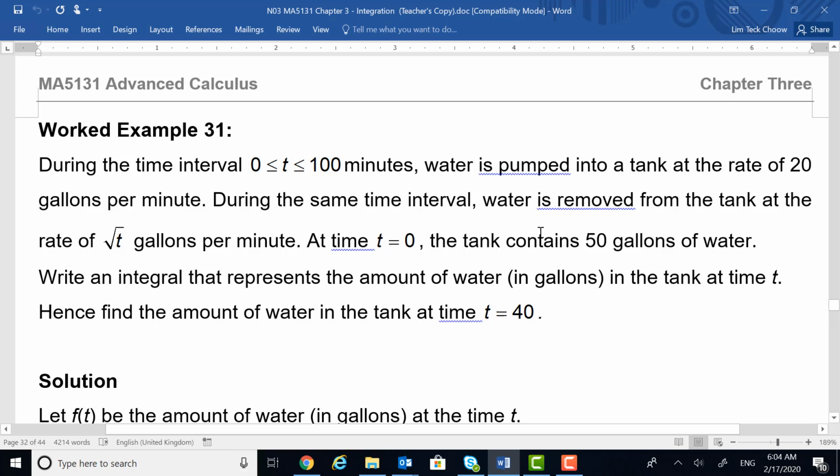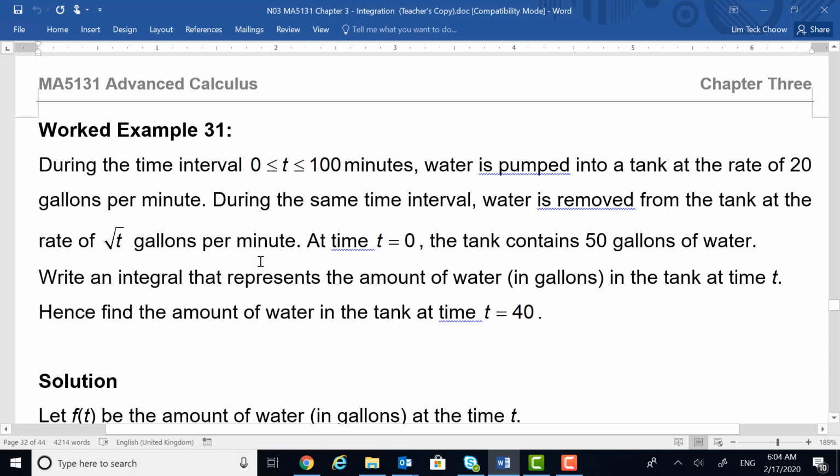So now to express all these things, you want to express all these things in terms of a so-called integral that will help us to find the amount of water in the tank at 40. So over here, this description tells you the rate of so-called flow of water.